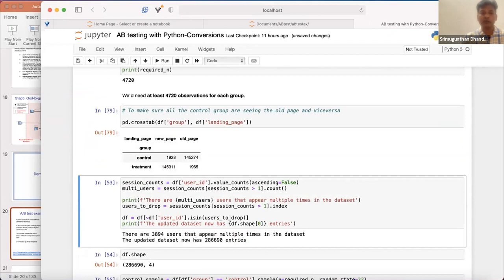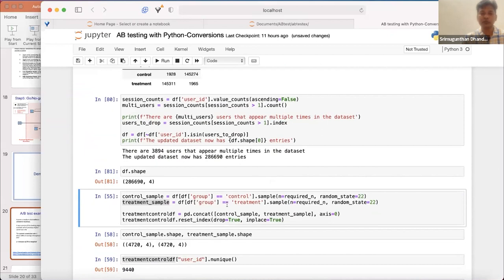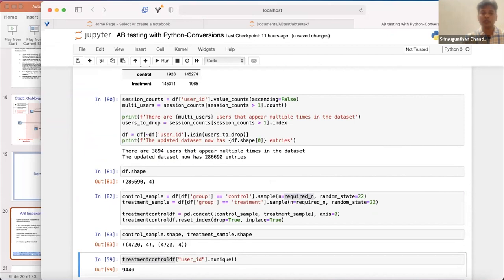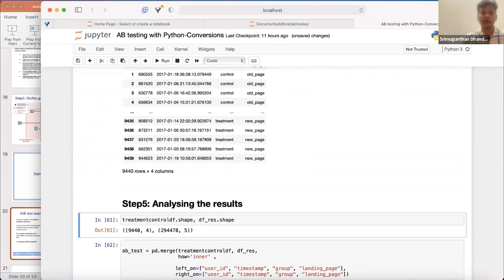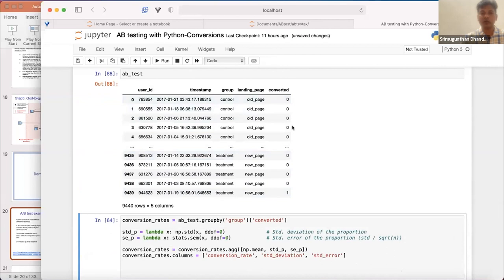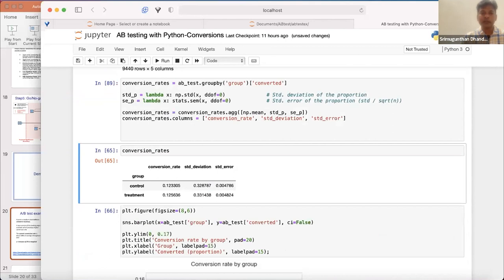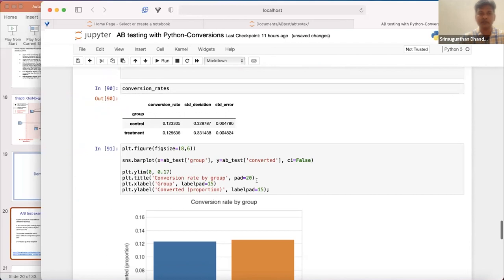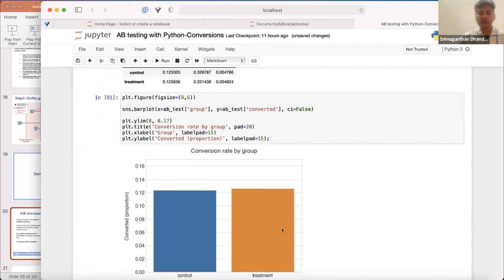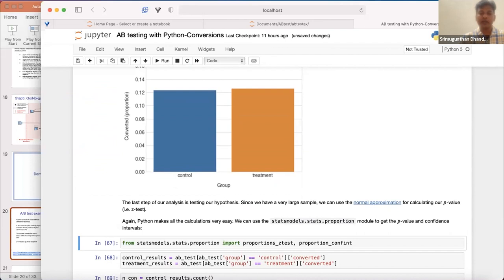Okay, so there are some data cleaning steps that are done. The next step is you do the sampling required for both control and treatment. For both control and treatment, you have taken a sample of 4,720, and then you conduct the experiment, right? Let's say that after you have conducted the experiment, you get this additional column, converted or not. Then between the control and treatment, you see how much the conversion rate is. That is what you look at in these 4,730 samples between treatment and control. Here we see that it is almost similar, but we will go ahead and calculate the confidence interval and p-value.